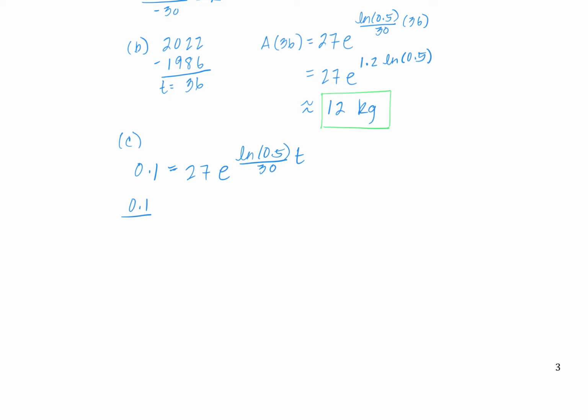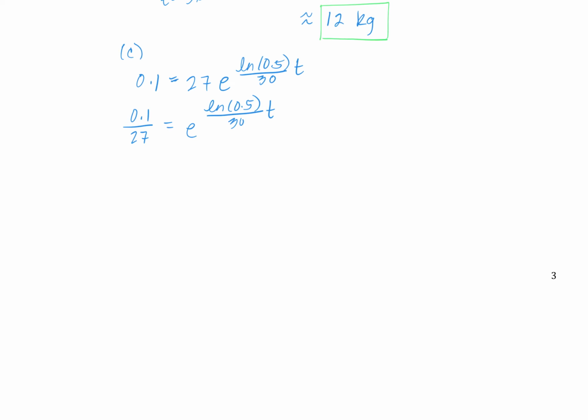Okay, so we have 0.1 equal to 27 e to the natural log of 0.5 over 30 t. And we're solving for t. We're trying to figure out how long it will take for there to be essentially hardly any cesium in the atmosphere. So I could divide both sides by 27, trying to isolate that e so that I can take the natural log on both sides and get that t out from the exponent. Again, natural log on both sides to get the natural log of 0.1 over 27.